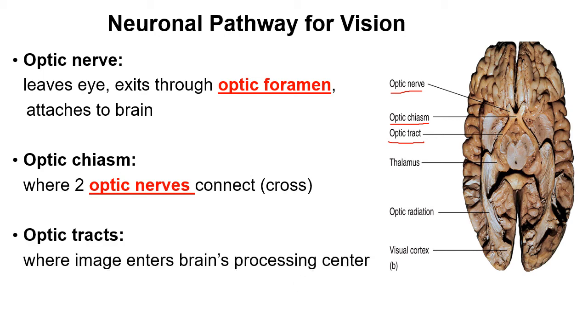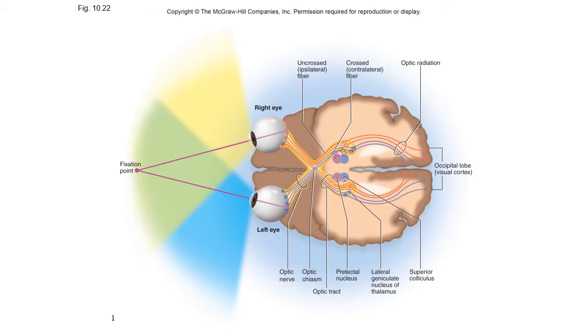The optic tracts are where the image enters the brain's processing center, which we'll look at some pictures of how that works on the next several slides. So in this slide, what you're seeing is basically a top view from above of the brain and the eyeballs. So what you're going to focus on are the two eyes, the fixation point, which is what you're actually looking at, and that same X appearance that we saw from a different view.